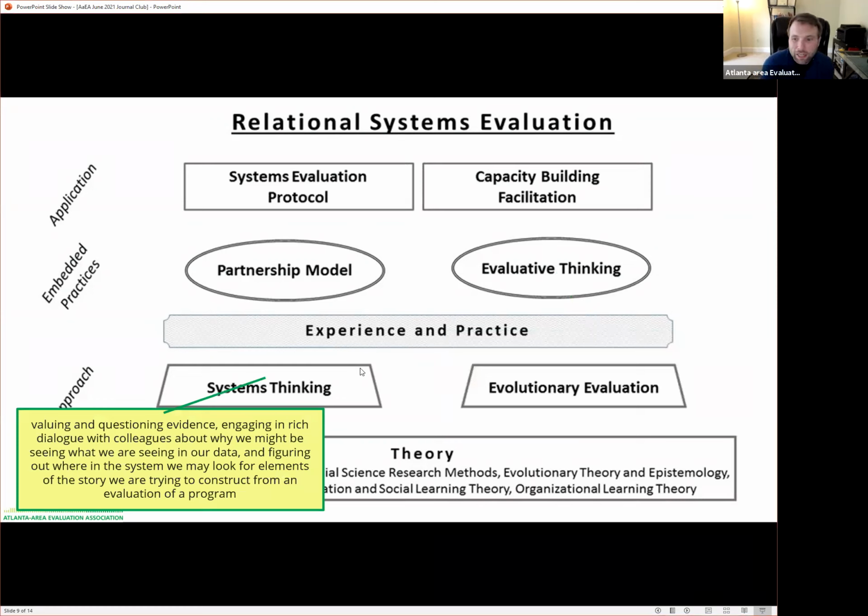There we go. Systems thinking. Just because I feel like the term is thrown around a lot, we decided to call out this one: valuing and questioning evidence, engaging in rich dialogue with colleagues about why we might be seeing what we are seeing in our data, and figuring out where in the system we may look for elements of the story we are trying to construct from an evaluation of a program.